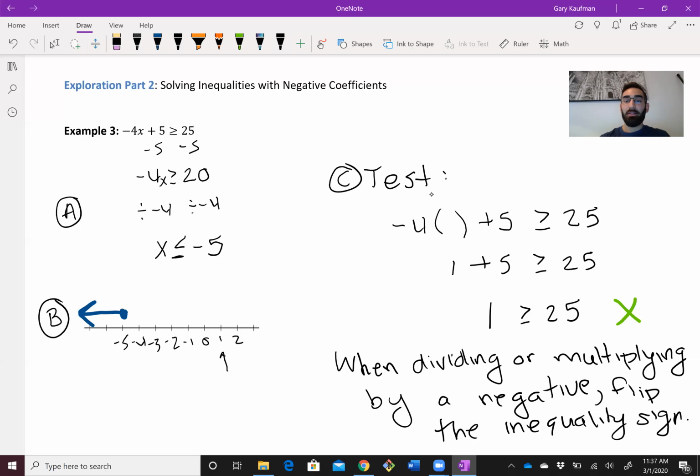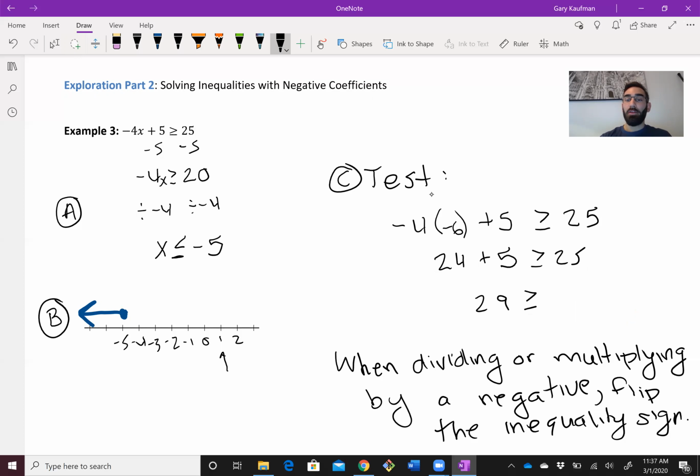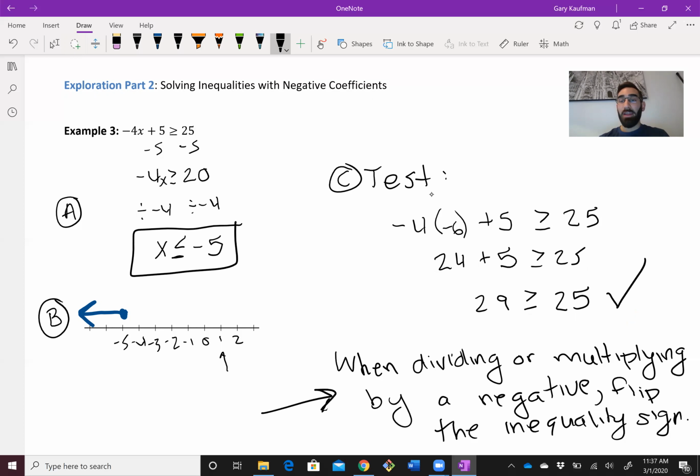So let's test what happens when I plug -6 in. Well, I get a 24 plus 5. I get a 29 greater than or equal to 25. This is now correct. So this is the key takeaway. Make sure you pause the video and you write this down if needed. Let's take a look at a second example that would require us to do this.